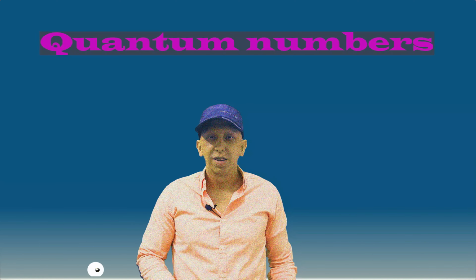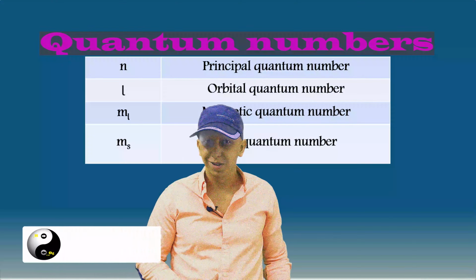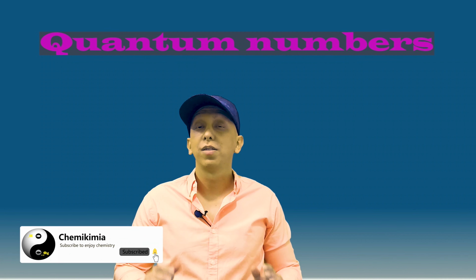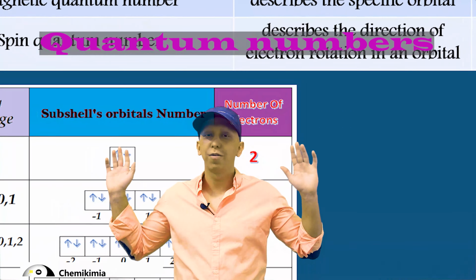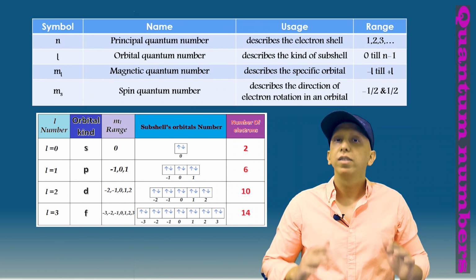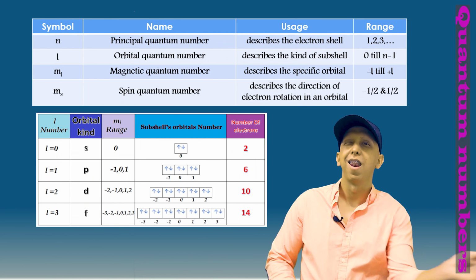Quantum numbers. The 4 famous quantum numbers. The difference between this video and similar ones is that in this video we gather all 4 quantum numbers in one page and explain what they are and their range. That's it.